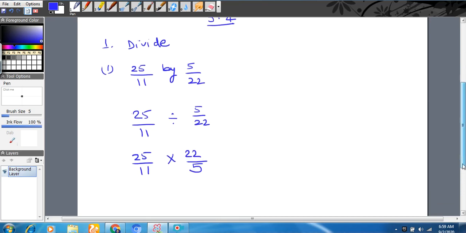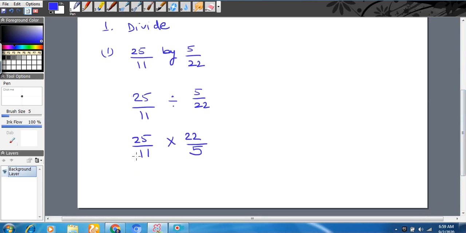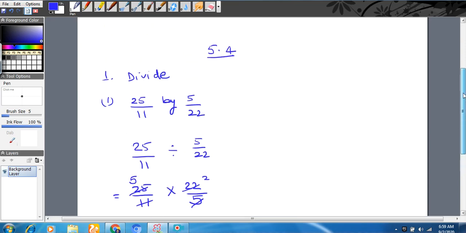Then write 25 upon 11, convert division into multiplication and write the reciprocal of the second number. Now it becomes simple because 22 can be divided by 11 two times, and 25 is divided by 5 five times. So our answer will be 5 into 2, that is equal to 10. 10 is the answer of this question. Okay.